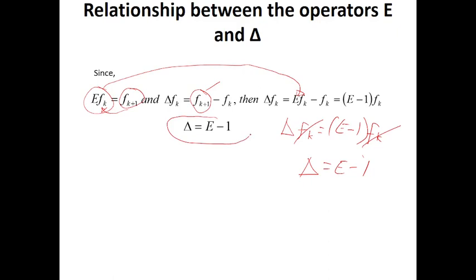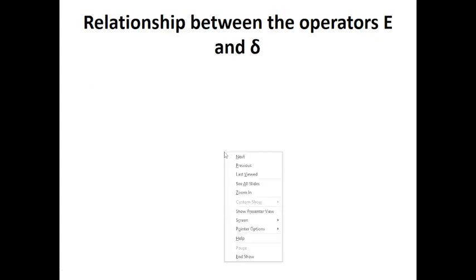Okay? So, therefore, meron kang delta f sub k equals (E minus 1) f sub k. So, pwedeng alisin yung f sub k. So, matitira, delta equals E minus 1. So, ito yung relationship between the operators E and delta. Simply, delta is equal to E minus 1. So, that's the operational equivalence.